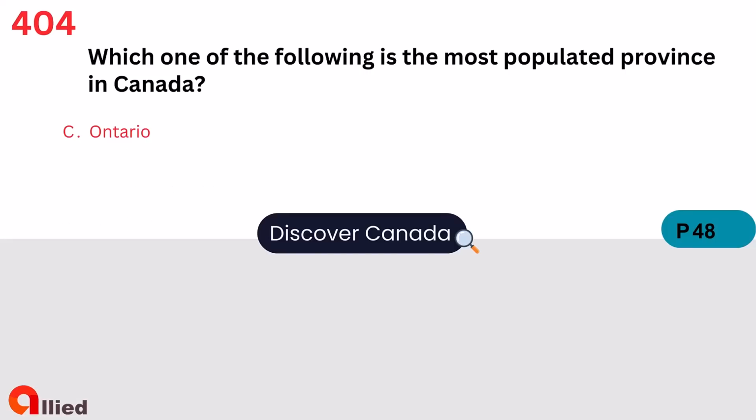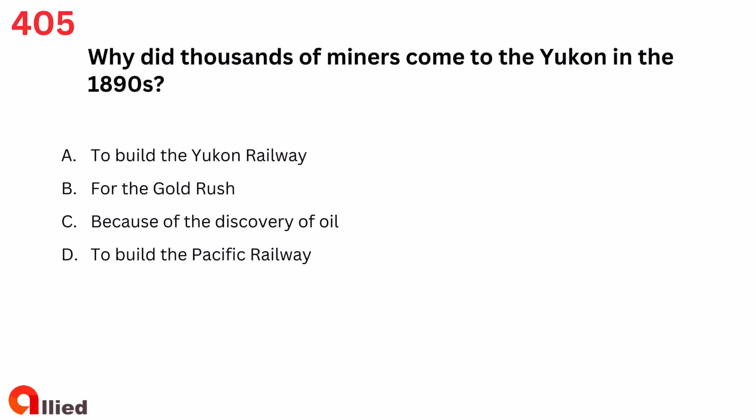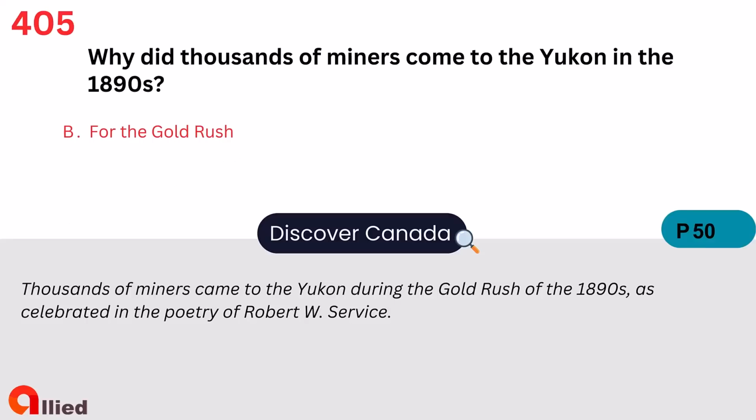Ontario. Question 405. Why did thousands of miners come to the Yukon in the 1890s? A. To build the Yukon Railway. B. For the gold rush. C. Because of the discovery of oil. D. To build the Pacific Railway. The answer is B. For the gold rush.